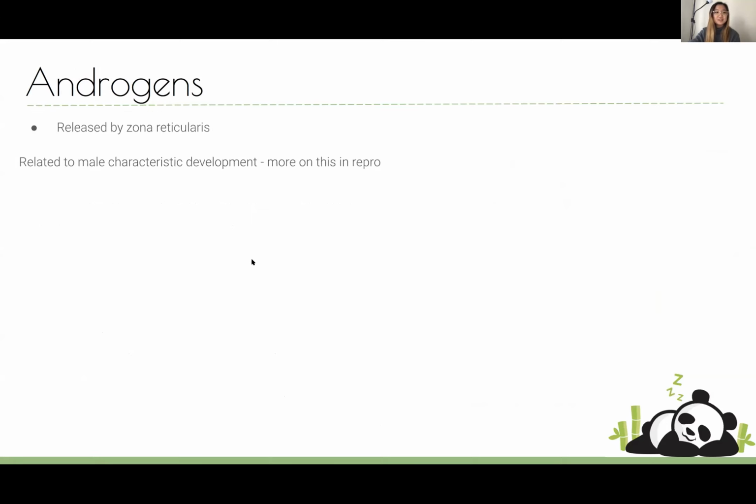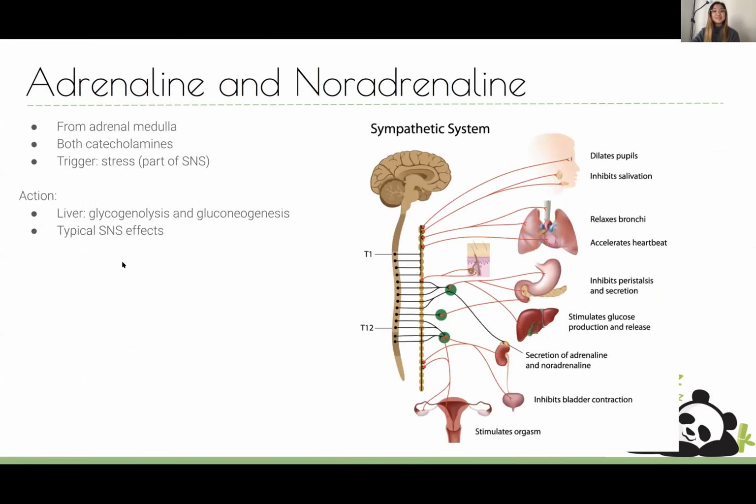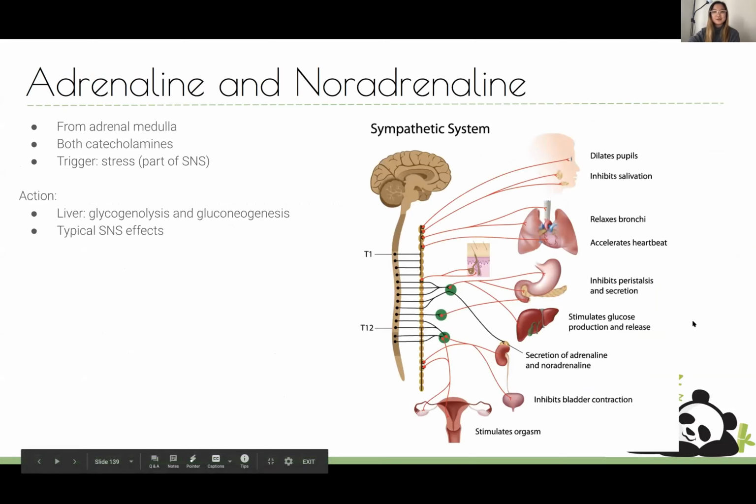And lastly, androgens are released by your zona reticularis, and it's related to reproductive functions. And your adrenaline and noradrenaline from your adrenal medulla, both catecholamines, are involved in your SNS. I'm sure you've done this to death, so I won't go over it.